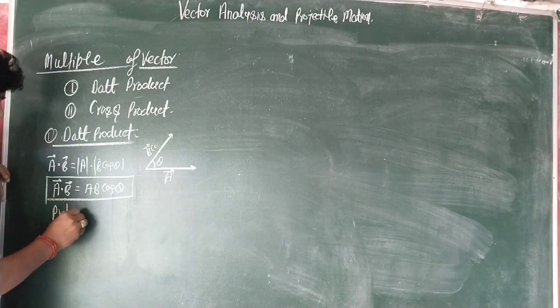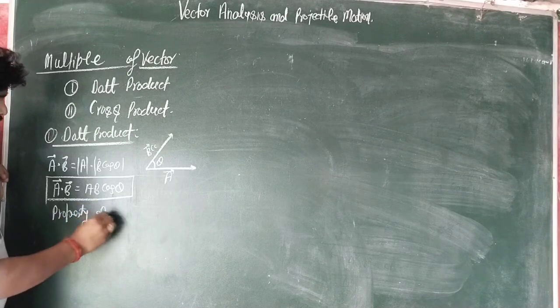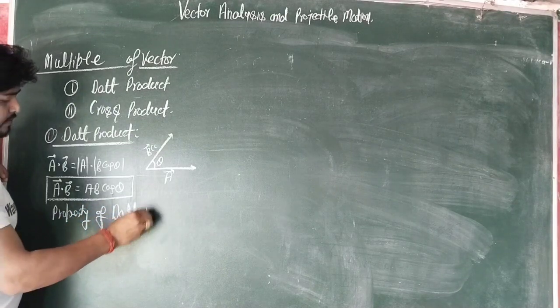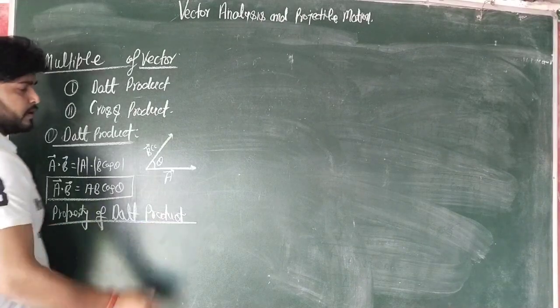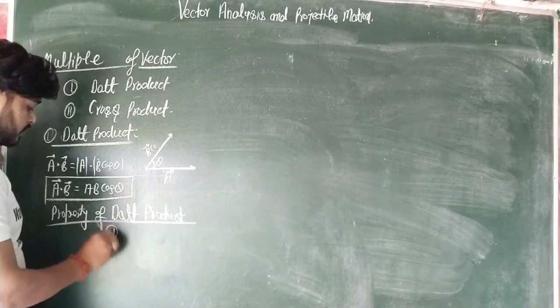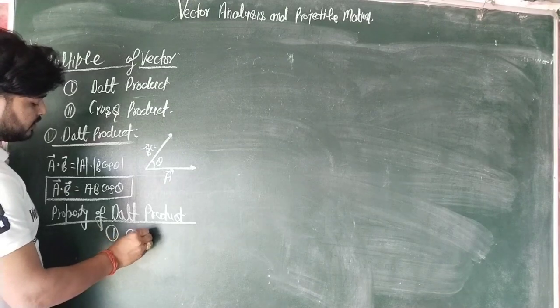Property you can see that, properties of dot product. First, commutative law.